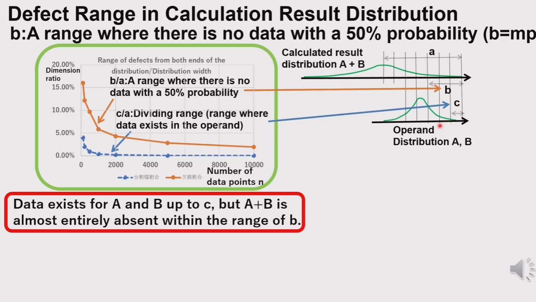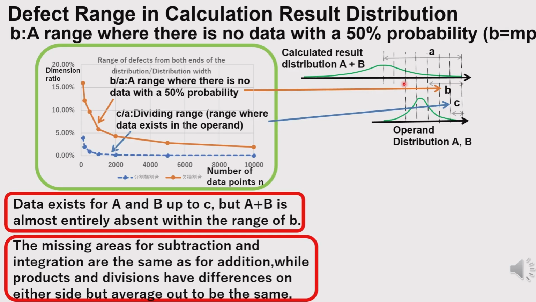In other words, although the original data contains information all the way to point C, the resulting distribution lacks information in region B. This means that the variability present in the original data is not reflected in the computed result. The region without data remains the same even for subtraction or integration. For product and division, there is a difference between the left and right sides of the distribution, but the average remains the same. In all cases, the value of B gradually decreases as the number of data points n increases. However, the ratio relative to C increases, meaning the probability information is not preserved.